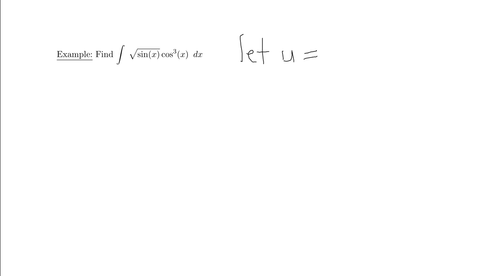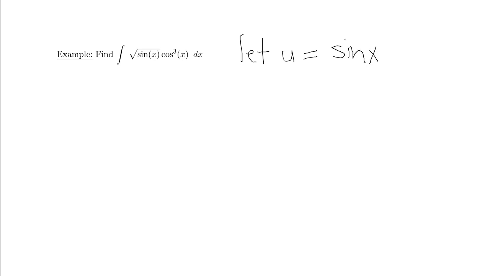Okay, so our rule for finding u is we want to let u equal the inside or the exponent of the more complicated part of this function. So I would definitely say that the more complicated part of these two pieces in my function is the square root thing, right? So the square root of sine x is more complicated than cosine cubed of x. And so I want to let my u be the inside of the square root function. So I'm going to let u equal sine x.